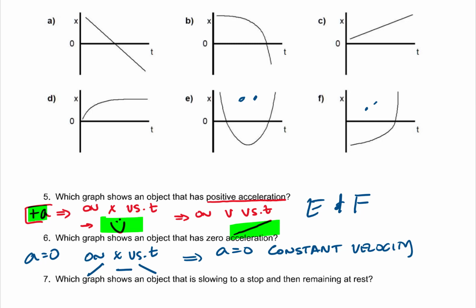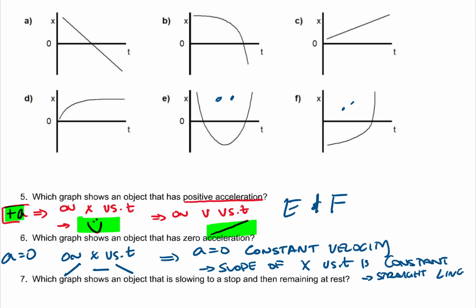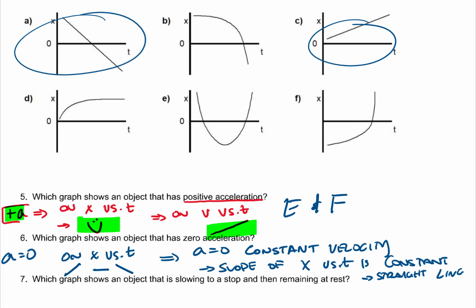And what constant velocity means for position versus time is that the slope of position versus time is constant. That's a straight line. So anything that has a straight line is going to have 0 acceleration. That's A and C. So for this one, A and C show 0 acceleration.